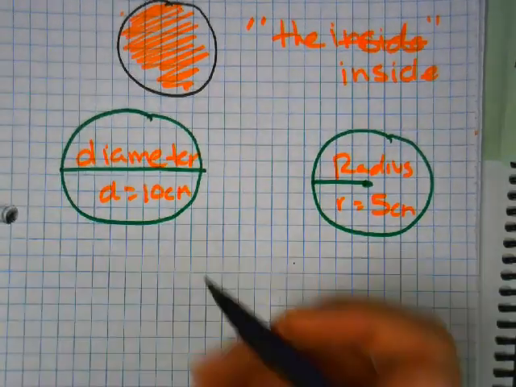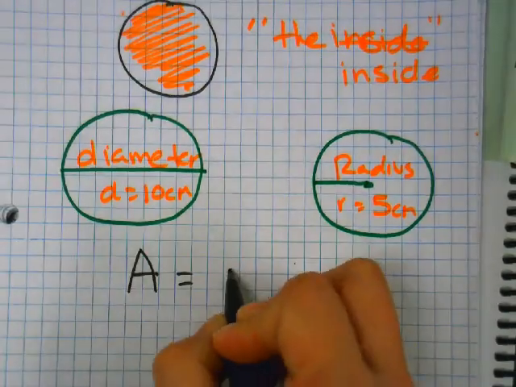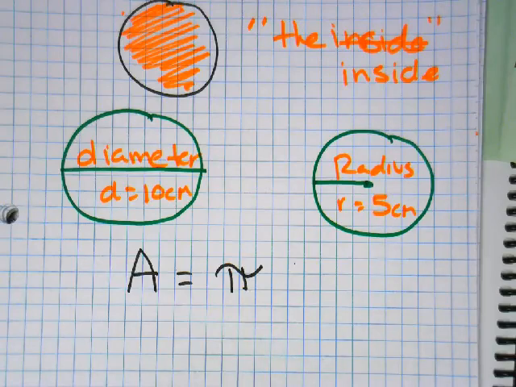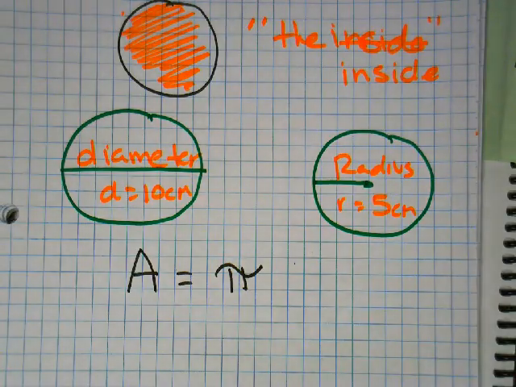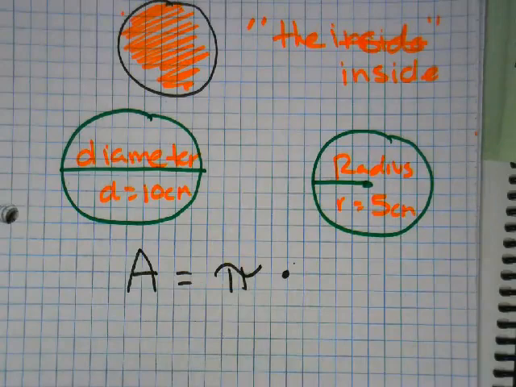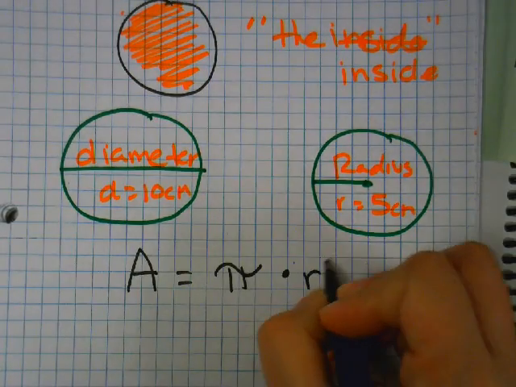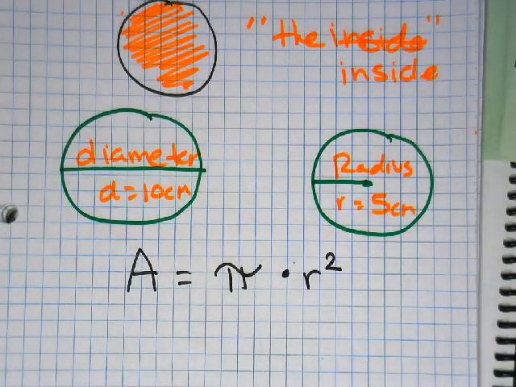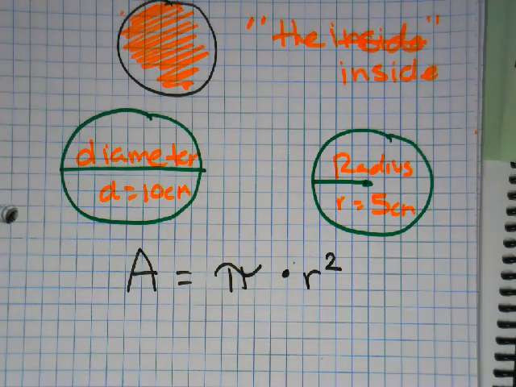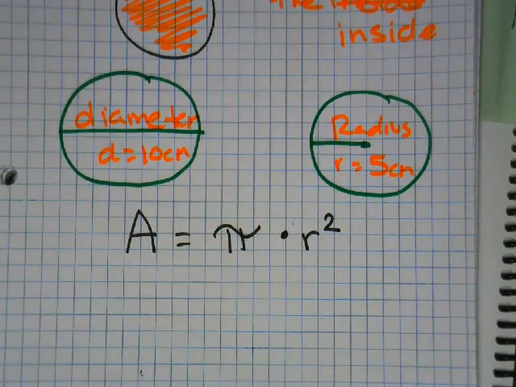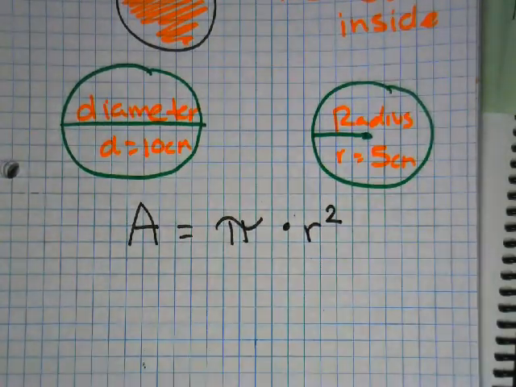Okay, so area is equal to pi. Here's pi again. So 3.14 times radius squared. So for area, you will need the radius. You will not need the diameter. You will need the radius. So it's the radius, and you're going to square it. So for that one, it would be 5 times 5, which is 25. Correct. So let's do that.